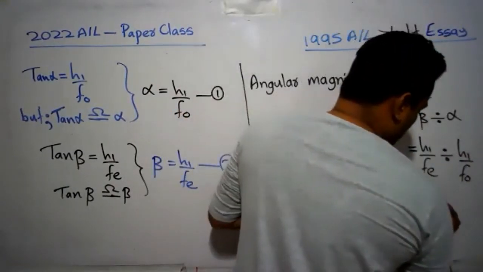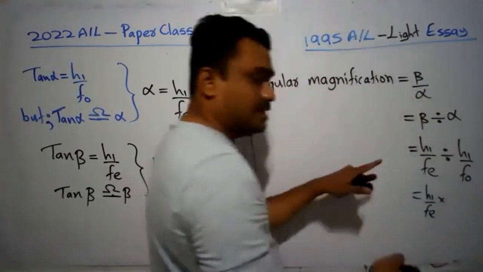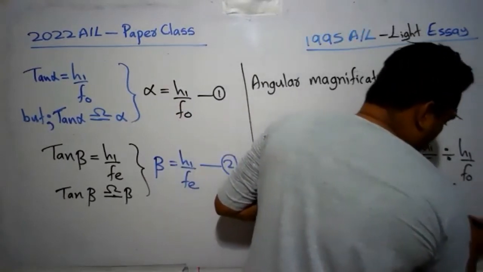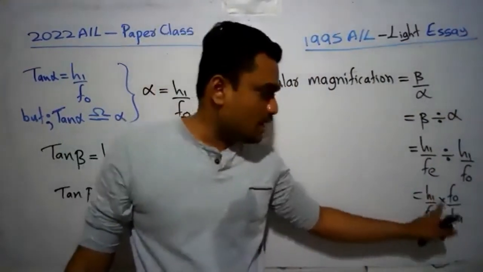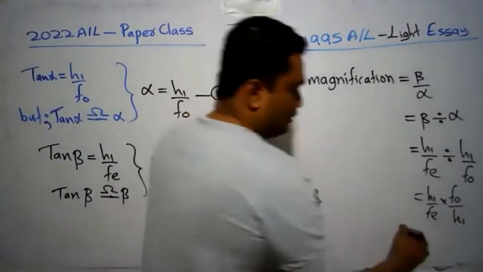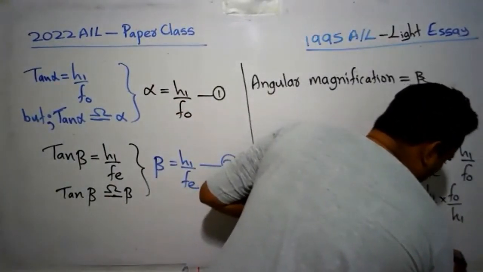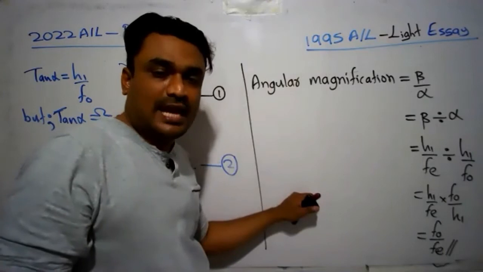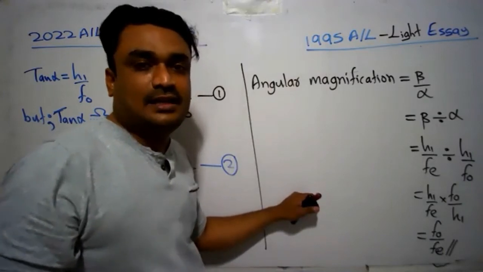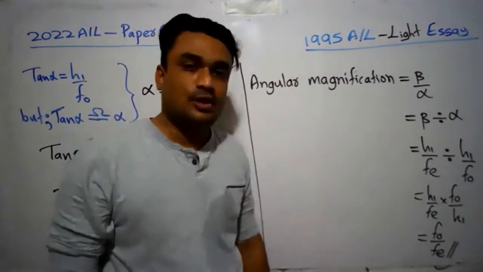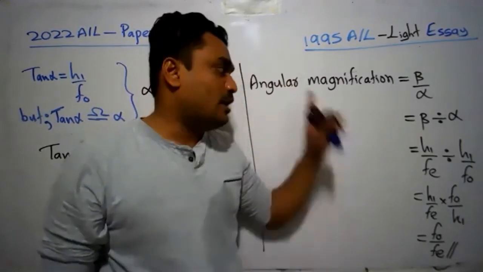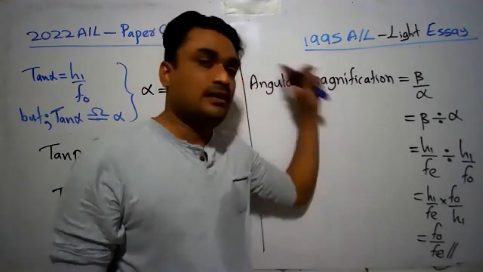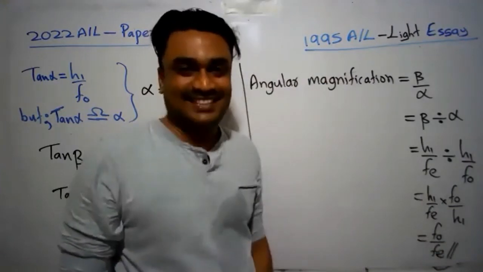Then H1 over FE division becomes multiplication when you take the reciprocal of the two terms. Then you get F naught over H1. Now see that H1 and H1 cancel out. Finally, we get the angular magnification as F naught over FE. This is the final equation for the angular magnification when a refracting telescope or an astronomical telescope is in normal adjustment. We have drawn the ray diagram, we have proved the equation. Now we can use the equation and find the angular magnification. Then we are able to obtain full marks for the question.